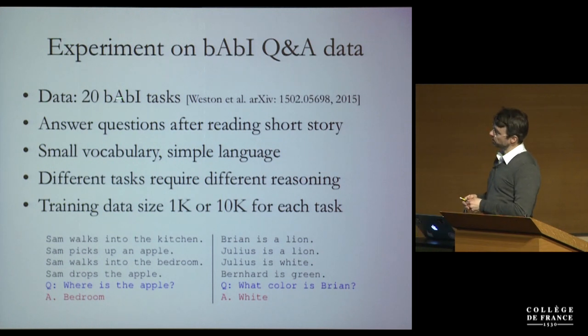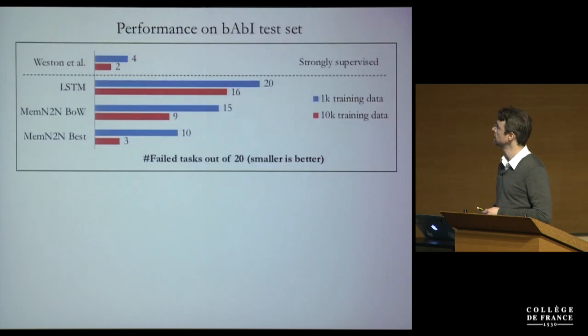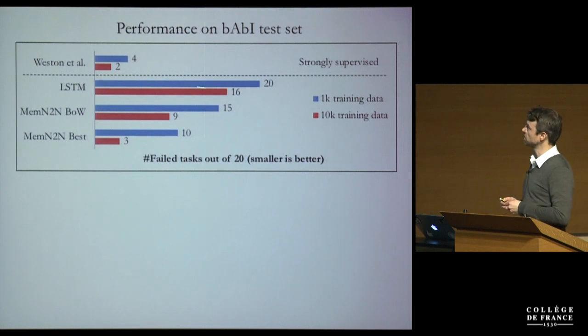And so there are about 20 of these different problems. This is one type. Other ones involve just temporal ordering. Other ones involve counting and things like that. And the training set size is on the order of 1,000 for each type of task, so 20,000 sentences in the smaller set, or 10,000 in the larger. So just to look at the results, what we're showing here is the fraction of tasks where the model failed.